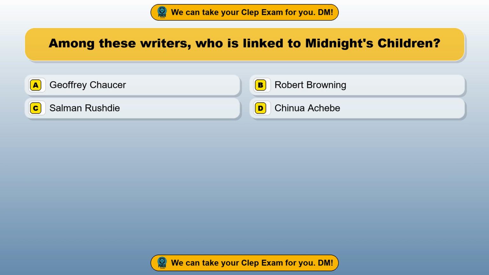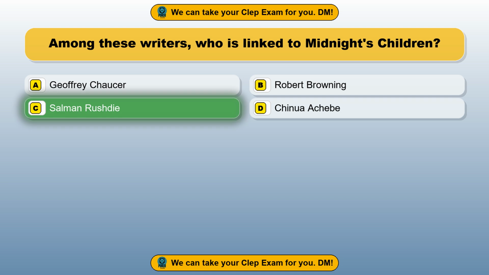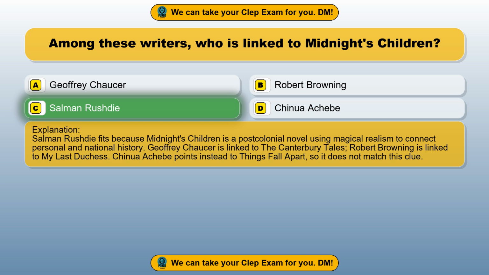Question 17. Among these writers, who is linked to Midnight's Children? Option A. Geoffrey Chaucer. Option B. Robert Browning. Option C. Salman Rushdie. Option D. Chinua Achebe. The correct answer is option C. Salman Rushdie. Salman Rushdie fits because Midnight's Children is a post-colonial novel using magical realism to connect personal and national history. Geoffrey Chaucer is linked to The Canterbury Tales, Robert Browning is linked to My Last Duchess. Chinua Achebe points instead to Things Fall Apart, so it does not match this clue.